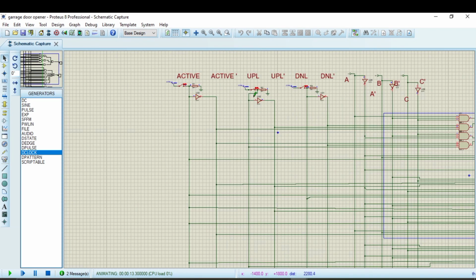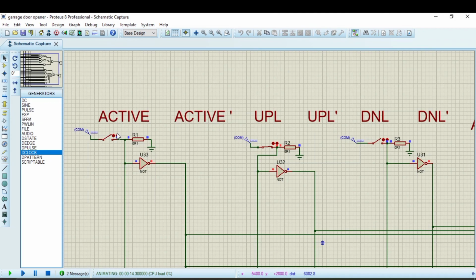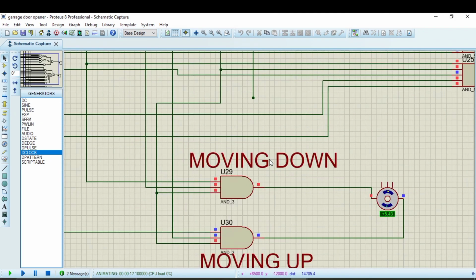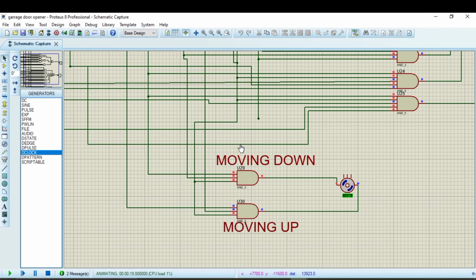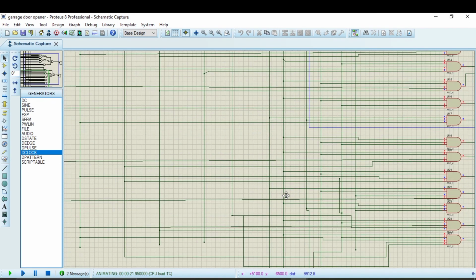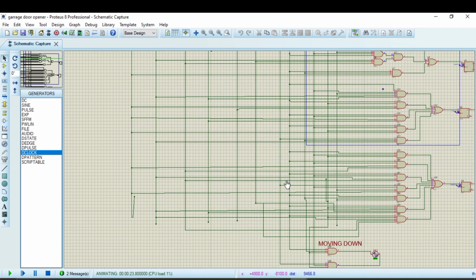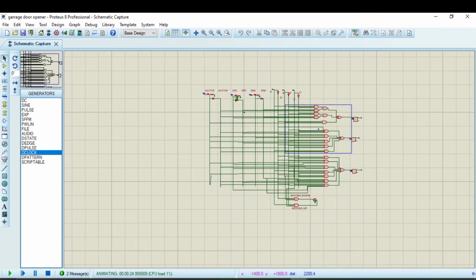Now I'm clicking this active button. So now the circuit is on. You will see that the motor is first rotating clockwise, and then it will rotate counterclockwise. So this was the state. Here we will see that this is the accomplishment of our state diagram.